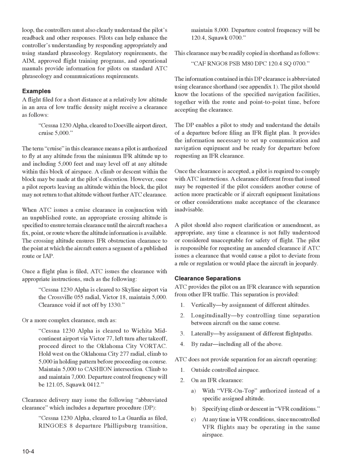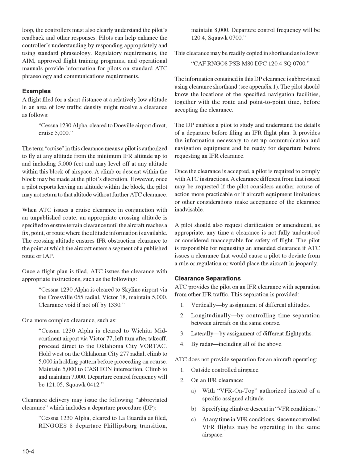Or a more complex clearance such as: "Cessna 1230 Alpha is cleared to Wichita Mid-Continent Airport via Victor 77, left turn after takeoff, proceed direct to the Oklahoma City VORTAC. Hold west on the Oklahoma City 277 radial, climb to 5000 in holding pattern before proceeding on course. Maintain 5000 to Cashin intersection. Climb to and maintain 7000. Departure control frequency will be 121.05, squawk 0412."